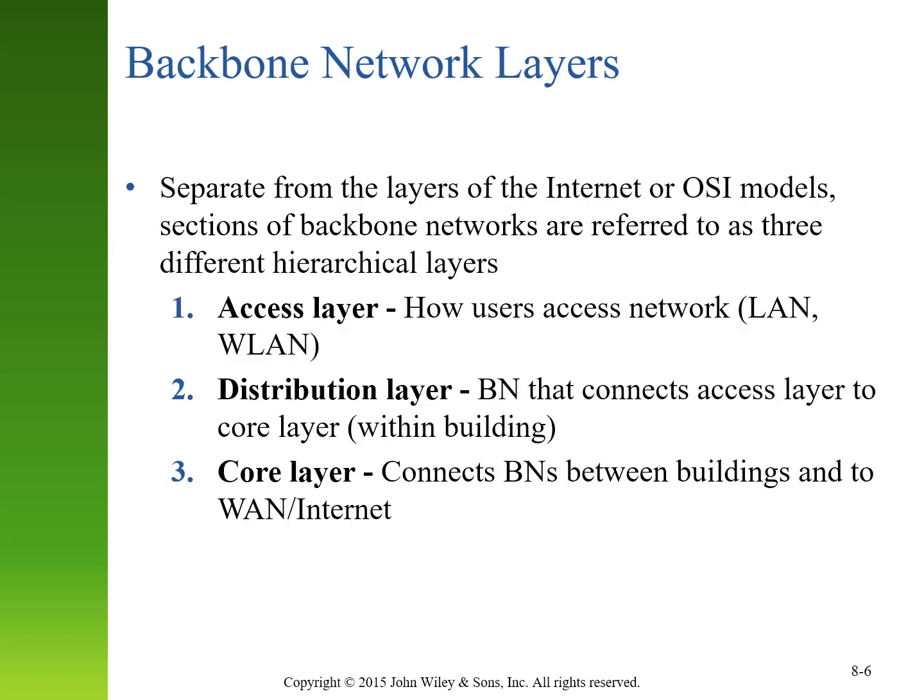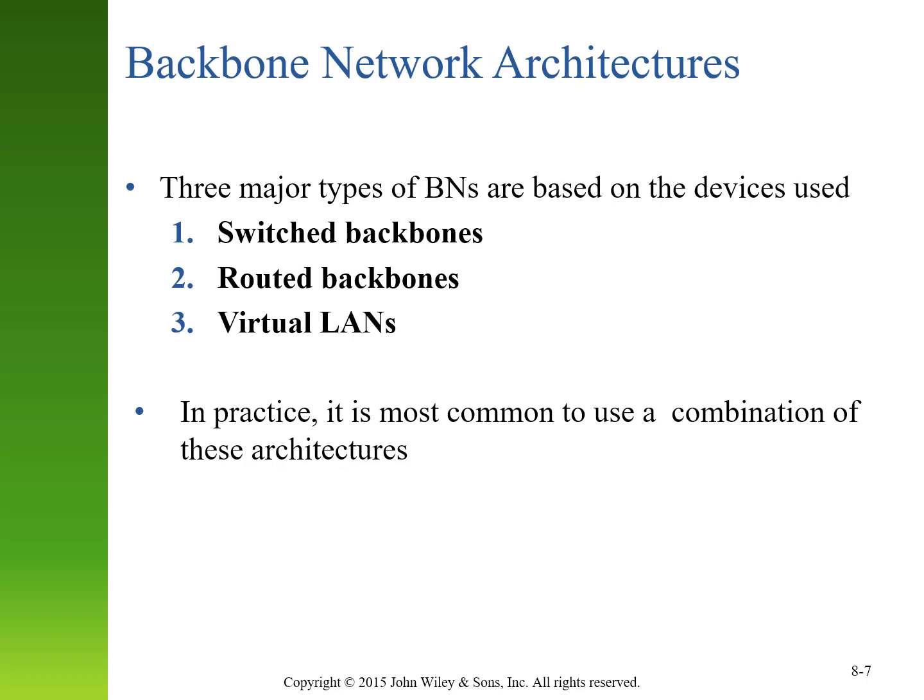As stated in an earlier slide, we tend to think about backbone networks in terms of different hierarchical layers. The access layer is how a user accesses their network, which is typically through a wireless local area network or a local area network. The distribution layer is how we connect various local area networks within a building to one another, where the core layer allows us to connect various buildings on a larger campus to one another, or reach out to our wide area network or internet. We're going to break down the three major types of backbone networks, but in practice it is common for us to see a combination of these architectures across a larger campus.